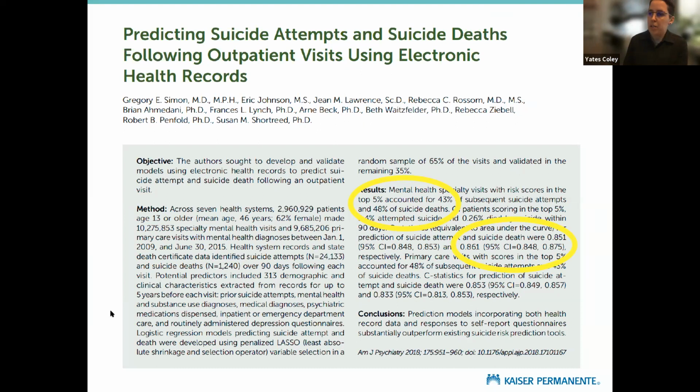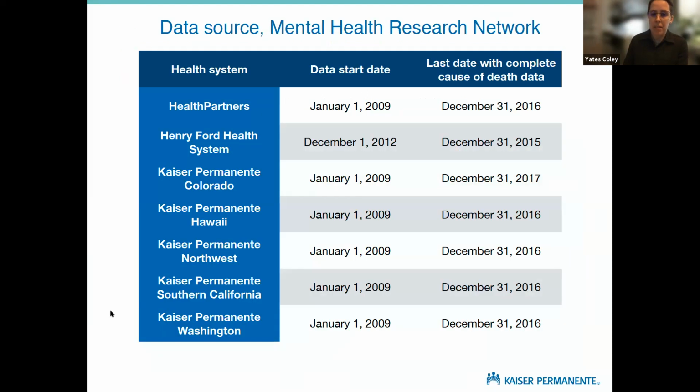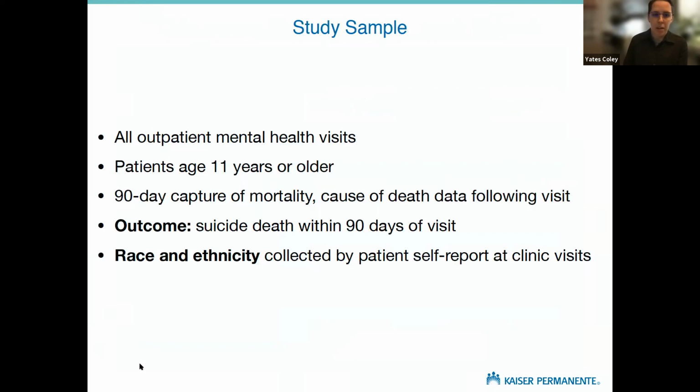So this model was developed using data from 7 sites in the Mental Health Research Network, including Kaiser Permanente Washington. And I'll describe a bit about the study sample. The study sample included all outpatient mental health visits for patients age 11 years or older at the time of the visit. And these visits had to have 90-day capture of mortality data, including a description of cause of death following that visit. The outcome for the prediction model here is suicide death within 90 days of visit.